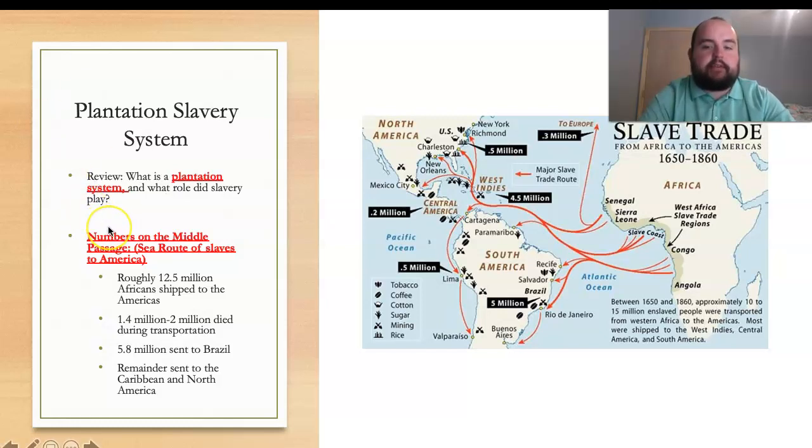Now, just to give you an idea on the numbers on the Middle Passage, which of course is the name for the sea passage that slaves took to reach South America and North America. Roughly 12.5 million Africans were shipped to the Americas across the slave trade system from roughly 1650 to 1860. Out of that number, 1.4 to 2 million, the numbers vary, died during transportation. A whopping 5.8 million, roughly, of these were sent to Brazil, and most of the remainder were sent to the Caribbean, while some were also sent to North America. So that gives you an idea of just how crazy the numbers were on this Middle Passage.